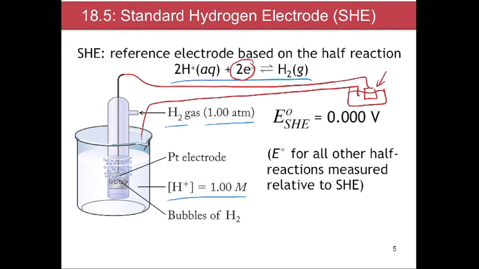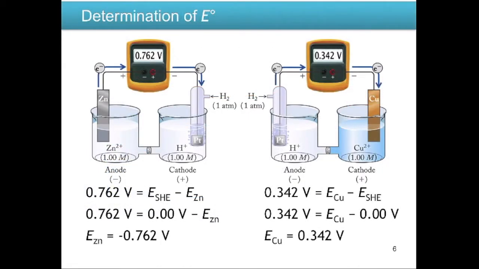And since we define the voltage of the standard hydrogen electrode to be 0 volts, the voltage that we get from hooking these half cells up together is going to be related to the voltage of the particular half cell that we're interested in. So here's a better picture of what it would look like to hook up a standard hydrogen electrode to another half reaction and use that to determine what the voltage of the particular half reaction is.